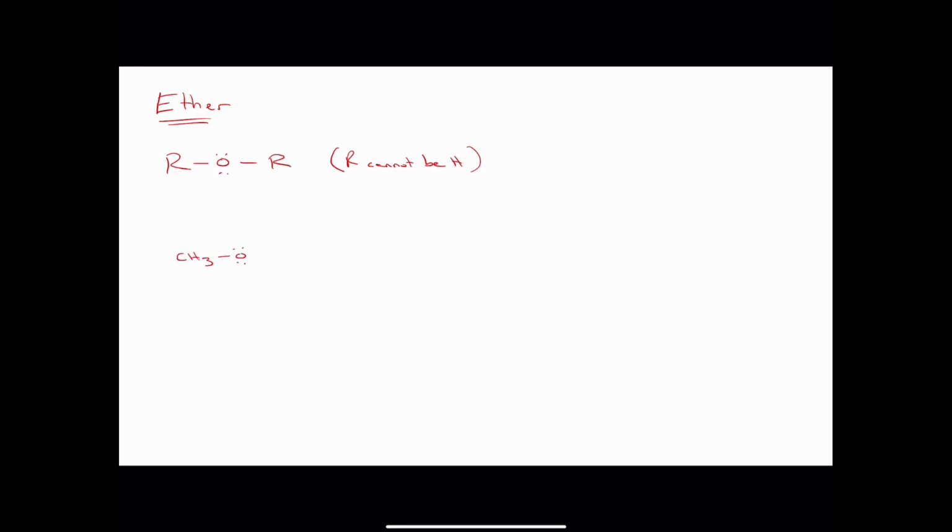So if I have a methyl group and then my oxygen and then another methyl group, this is called dimethyl ether. And dimethyl ether is commonly used as a propellant for things like whipped cream or spray paint. Another common ether would be diethyl ether, which we sometimes just call ethyl ether for short. It has a wide variety of uses. It can be used as a solvent in reactions. It can also be used for extractions in organic chemistry. So you have to be able to recognize that when you have two R groups and have an oxygen in the center, you have an ether.